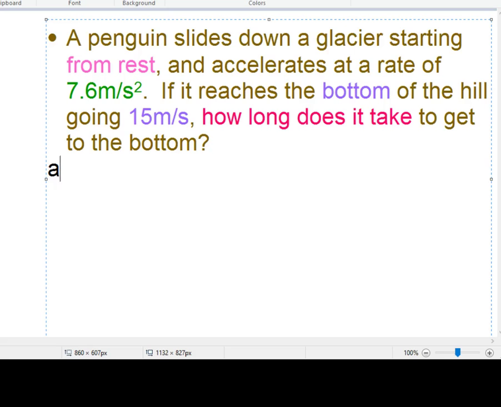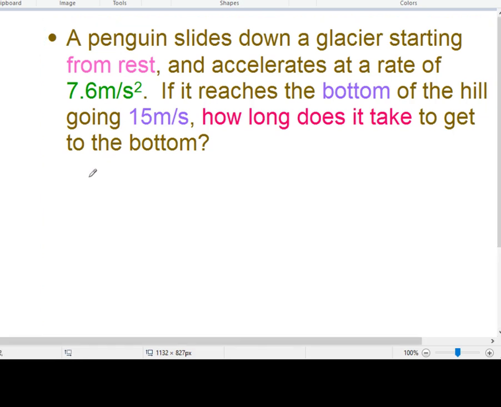In this problem, I'm going to write down what I know, and then I'm going to see what I can do to solve it. So we've got a code word here, at rest. When a penguin slides down the glacier starting from rest, that would mean that VI, initial velocity, is 0.